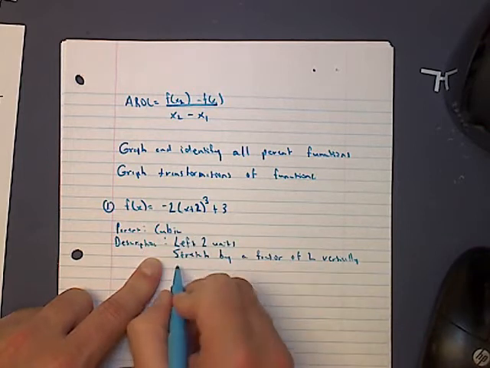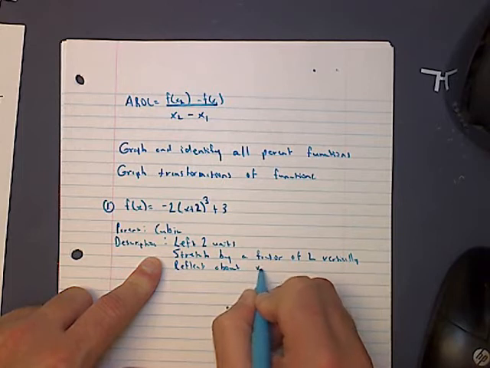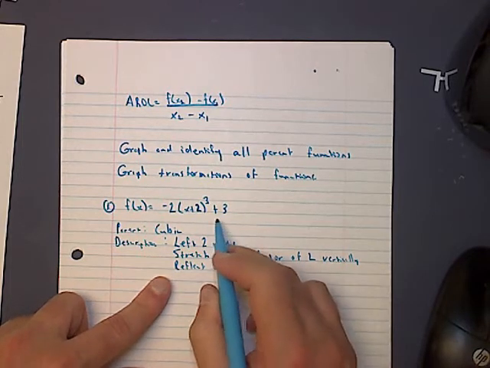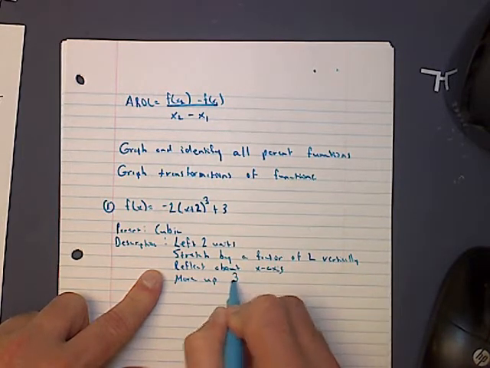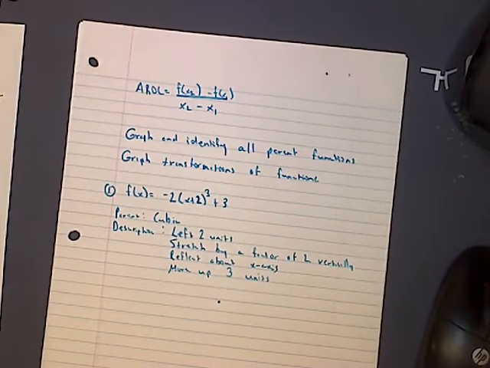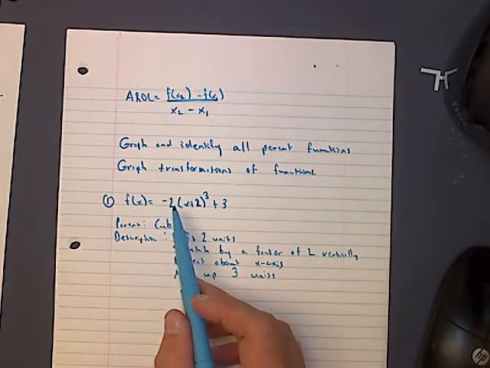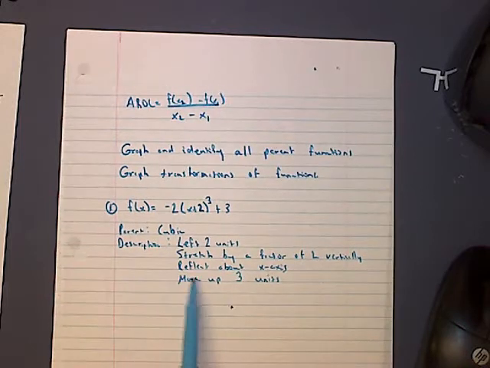This negative means I'm going to reflect about the x-axis. And then this plus 3 on the outside means move up 3 units. Now you say, Mr. Hester, when I make my table, I'm just going to multiply by negative 2, can I just put stretch by a factor of -2? No. In your description, you need to put that it makes a reflection, so I know that you know what that means.